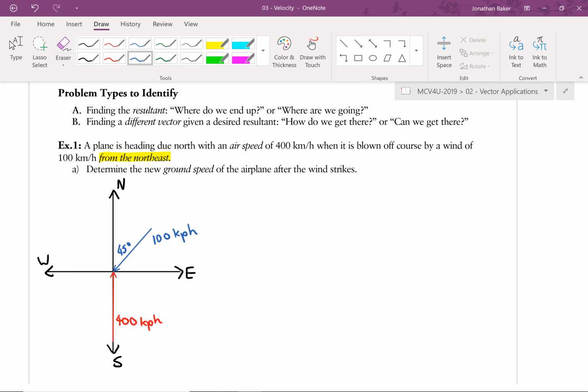Let's now draw a vector diagram, like we did yesterday or in the last lesson, to show how we can basically resolve what happens.